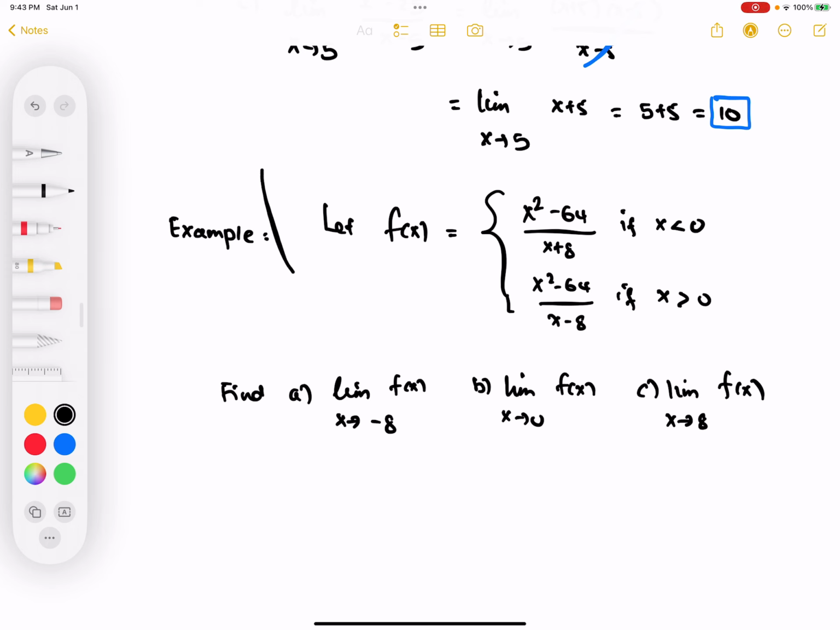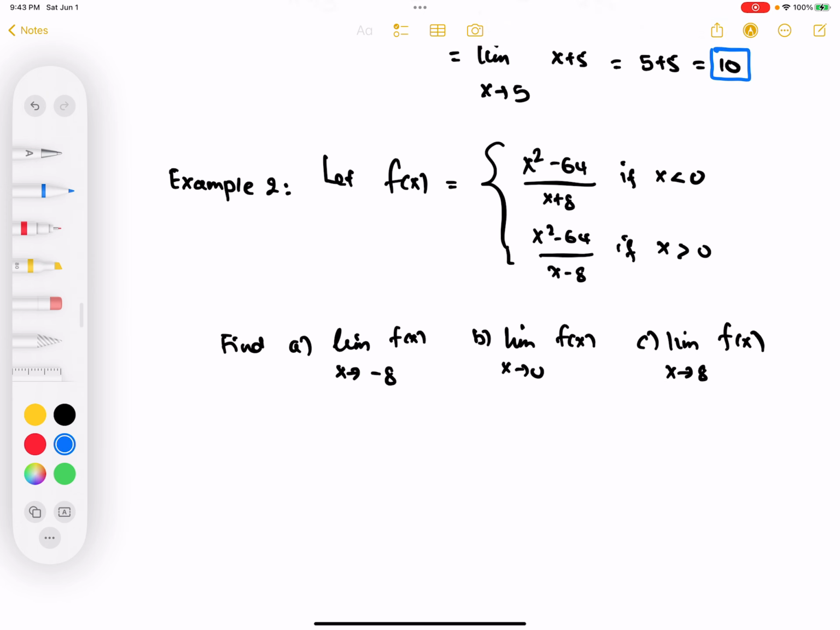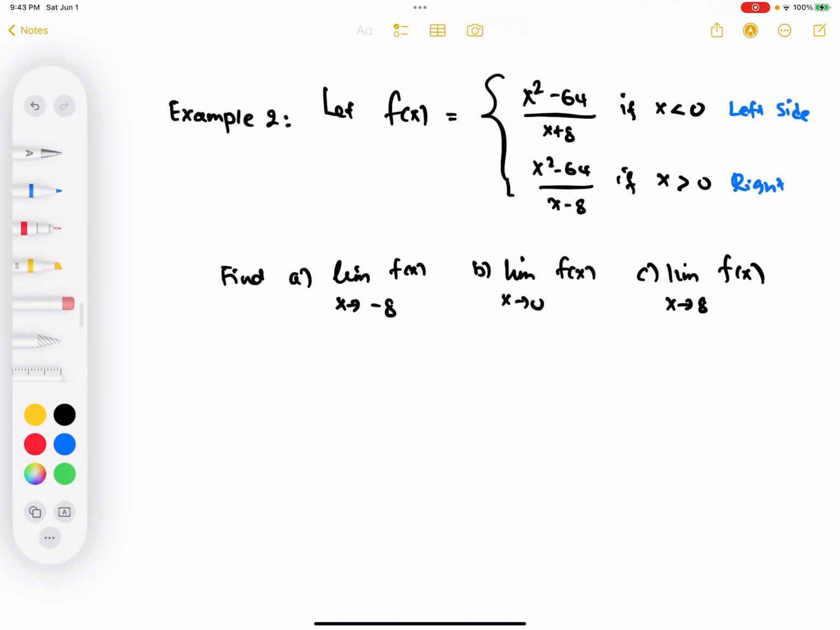So this is similar to the previous one, right? So you can simply do this one. Okay, now look at the first one. Less than 0, left side. This is the right side of 0. Now when you do the first one, a, the limit as x approaches negative 8 of f of x.